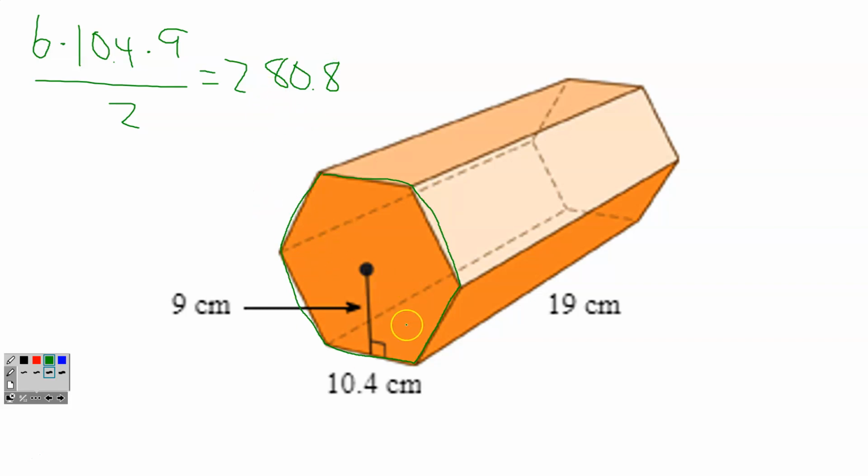So now I have to do volume. So now I have to times it by the height, which is 19. So times that by 19, and I'm going to get a very large number of 5,335.2 centimeters cubed. So again, you'll notice these are really large numbers. Polygonal prisms tend to have really large volume numbers.